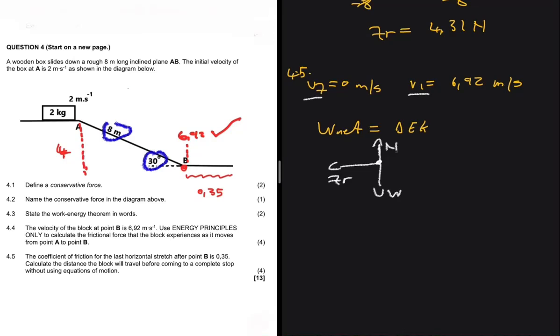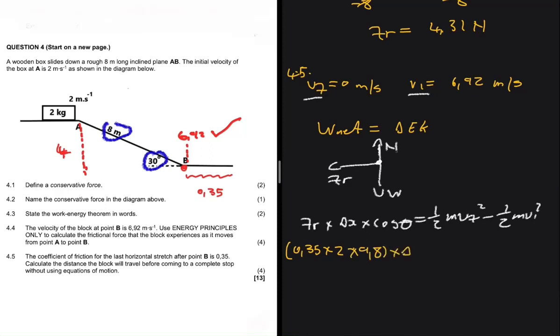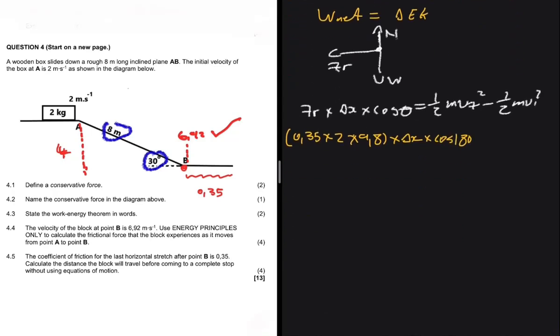So we're going to have the net work being the force done by friction multiplied by delta x multiplied by cos of theta, being equal to a half m Vf squared minus a half m Vi squared. So the frictional force will be the coefficient multiplied by the normal force. We know that fully well, right? So the coefficient is 0.35 and the normal force is mass multiplied by gravity. So that will be 2 multiplied by 9.8, and then we have delta x, and the angle that we have there is obviously cos of 180 for frictional force.